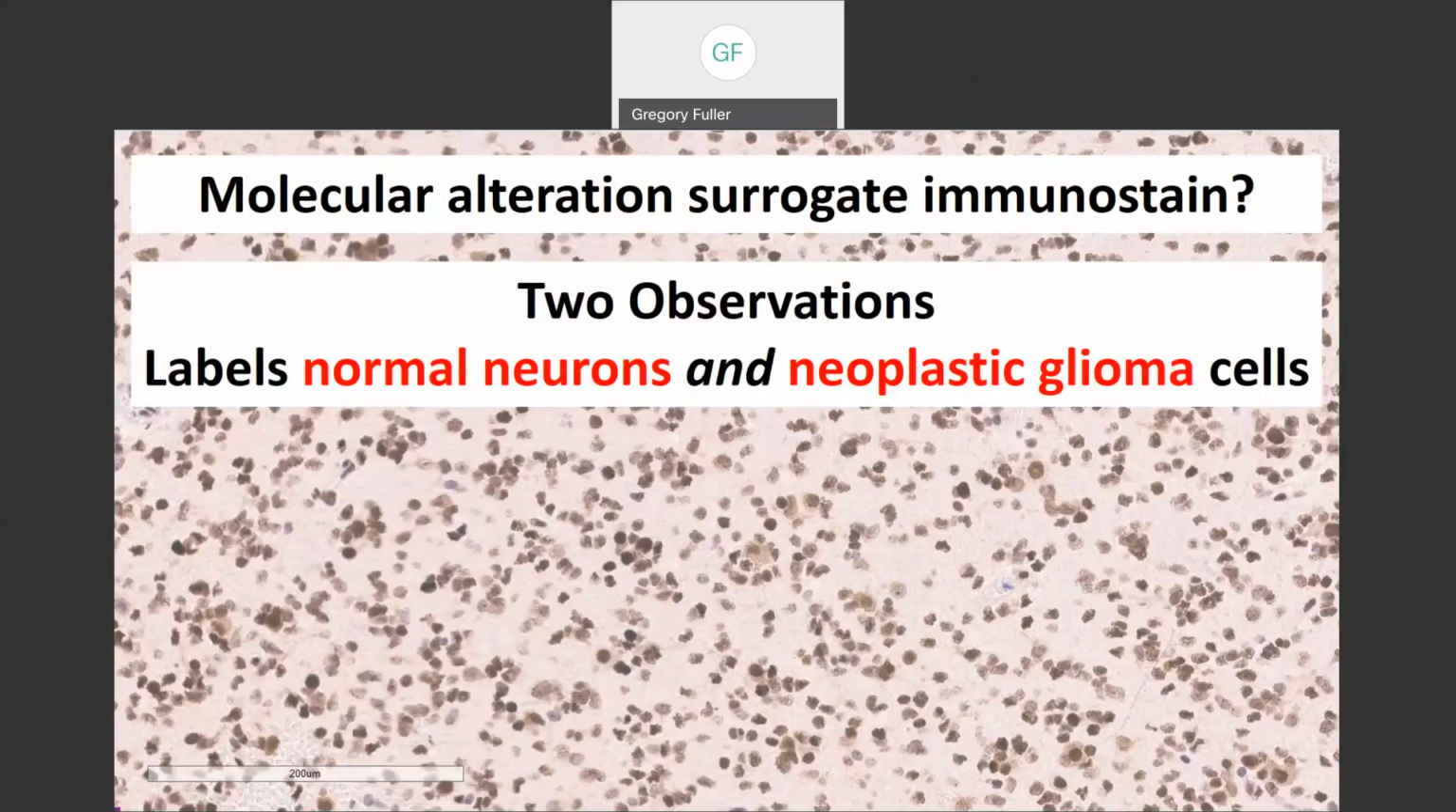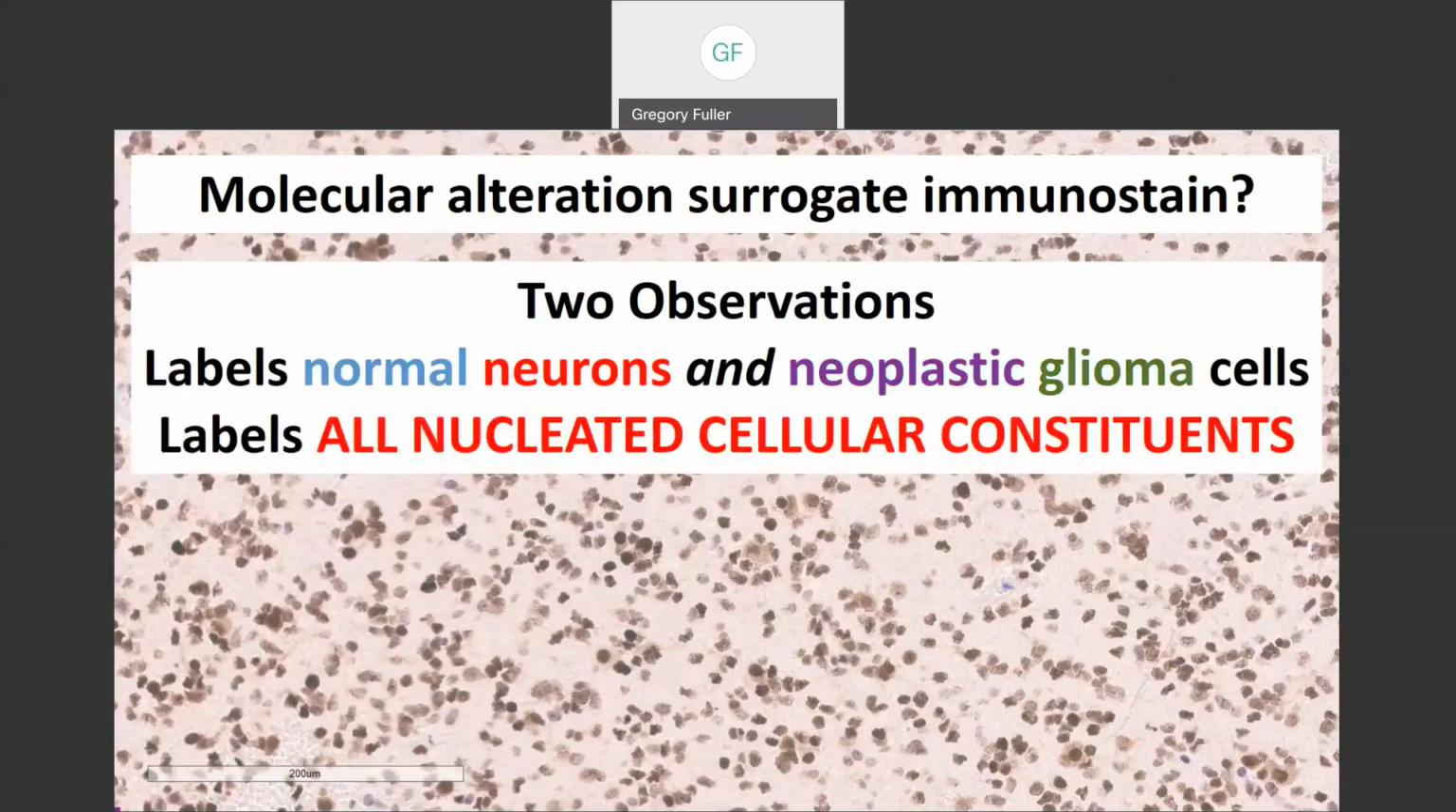Observation two. The immunostain that we're looking at is labeling normal neurons and the tumor, neoplastic glioma. So it's a marker that is present in both normal and neoplastic cells. And it's labeling actually all nucleated cellular constituents. I didn't have perhaps a good example of a blood vessel in this slide, but the endothelial cells would be labeled, smooth muscle would be labeled, microglia would be labeled. If there's any reactive lymphocytes, they would be labeled. The only thing that's not labeled, nuclear, would be the red blood cells because they're not nucleated.